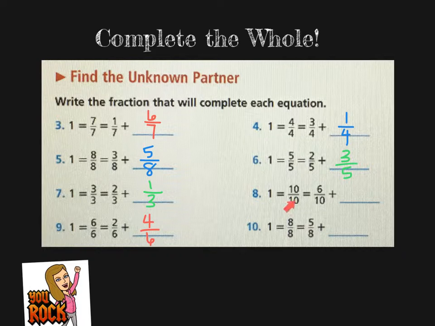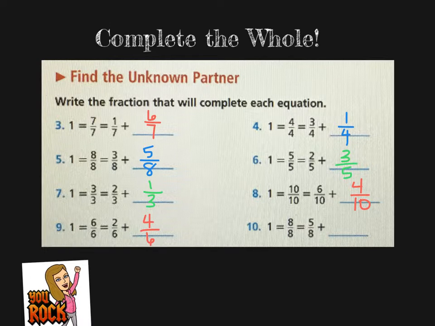On to the next one. If we had our chocolate bar split into 10 equal pieces, 10/10, which is equal to 1 whole, would be 6/10 plus the missing pieces. So 6 plus what gives you 10? Well, 6 plus 4. 6/10 plus 4/10 would be 1 whole.